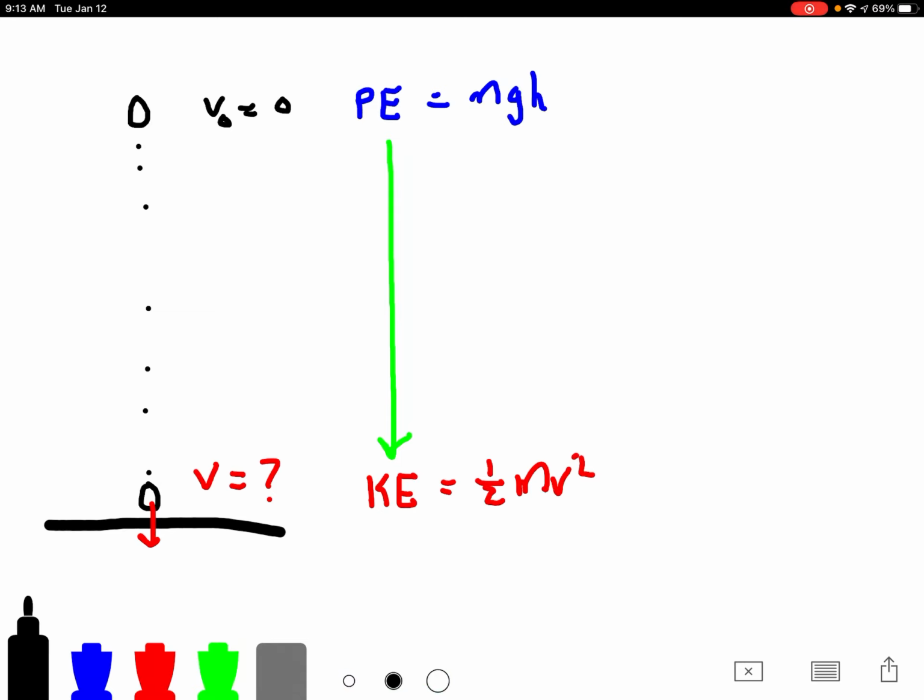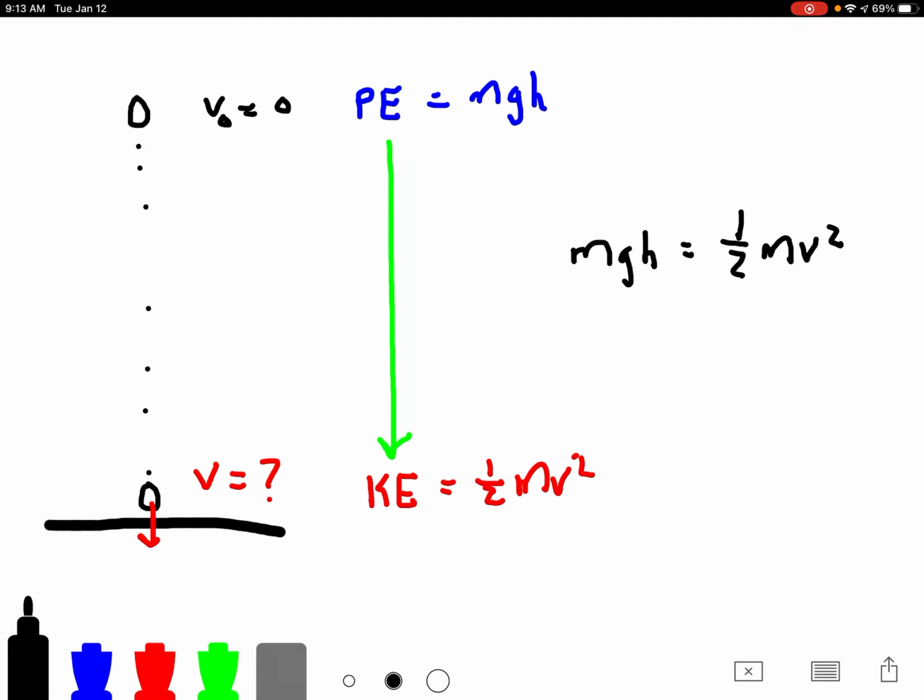We can just set up an equation that says, well, the potential that we have at the beginning, mgh, is going to be equal to the kinetic that we have at the end, which is 1/2 mv squared. Now, what are our values here? Well, that's going to depend on your problem.